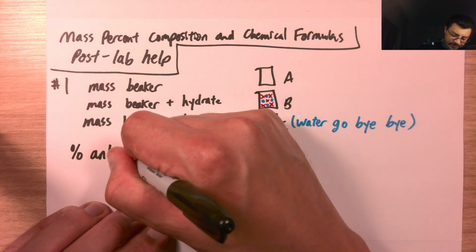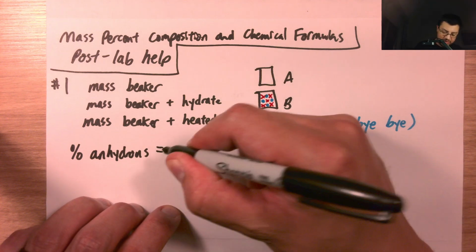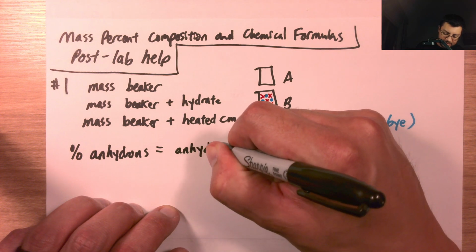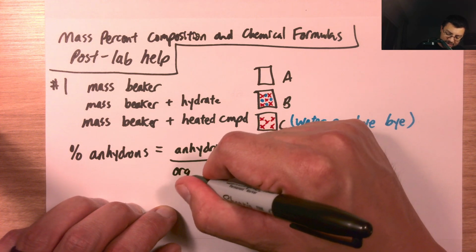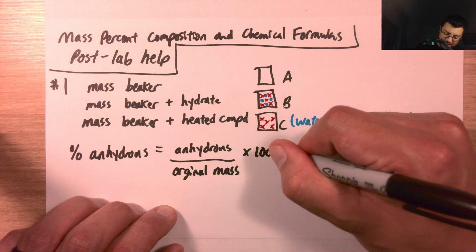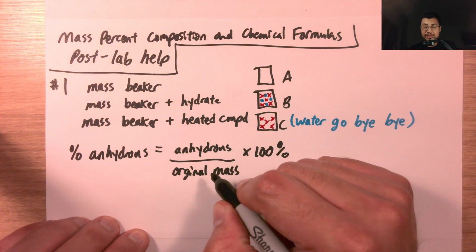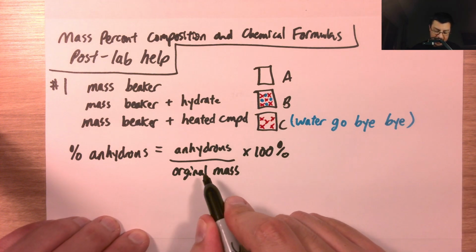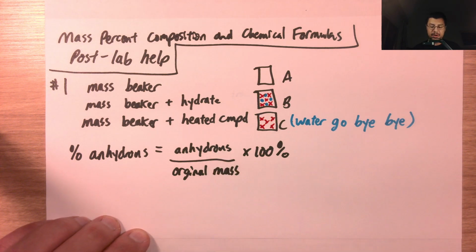All right, so the first question asks you to calculate the percent anhydrous in your compound. Okay, so that's going to be equal to the anhydrous part over the original mass, and then we'll need to multiply that by 100%. Generally speaking, for any mass percent, you want part over whole. Said another way, that whole will include the mass of the part.